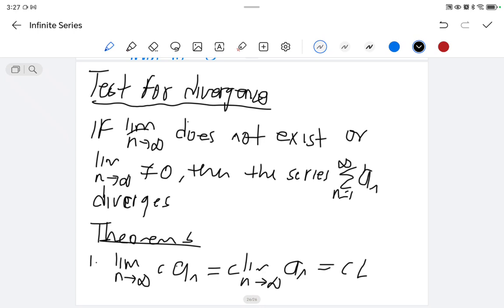But when we come to this case here, we're going to erase the limit. Then we'll write the summation.